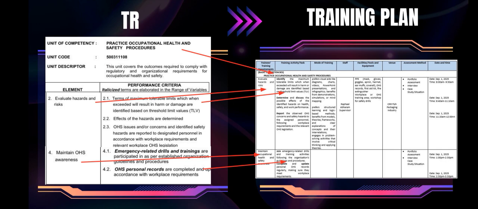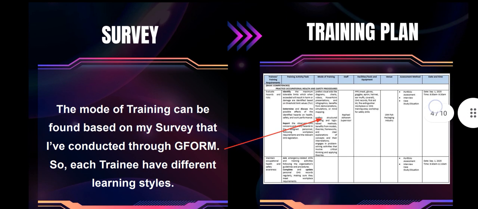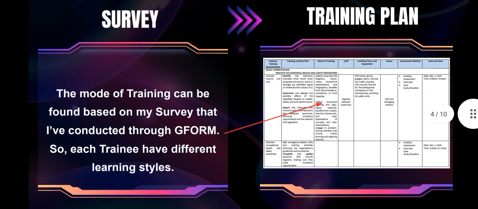Before that, we need to replace these statements into activity form. If you can see, I replaced this performance criteria into activity form, in terms of the maximum, to identify the maximum. It is the same process for maintain OHS awareness. Next slide, which is the survey.